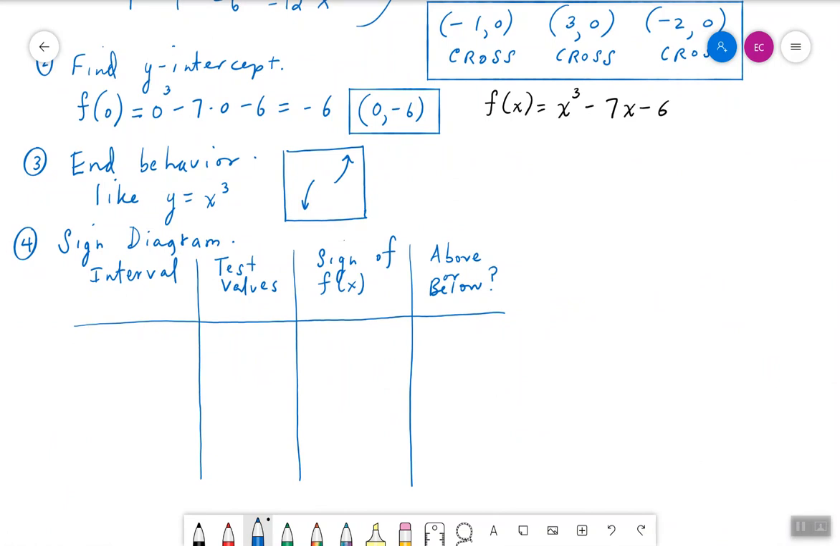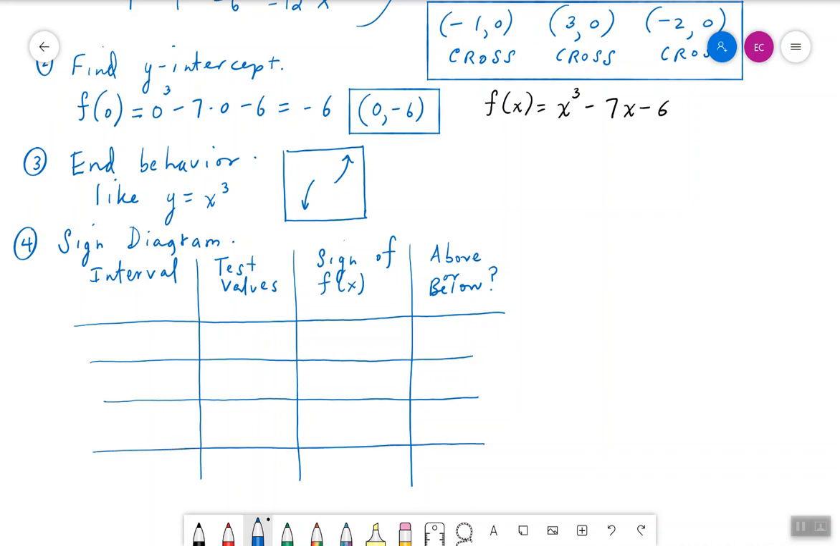We have 3 x-intercepts, so we're going to have 4 intervals to check. We're going to check across the entire domain of the polynomial, which is all real numbers. We're going to start from negative infinity, and we're going to go up to the first x-intercept, which is at negative 2. And then we're going to go from negative 2 to the next x-intercept at negative 1, and then negative 1 to 3, and then 3 to infinity. Test values on each of those intervals: negative 3, negative 1.5, 0, and 4 would work.